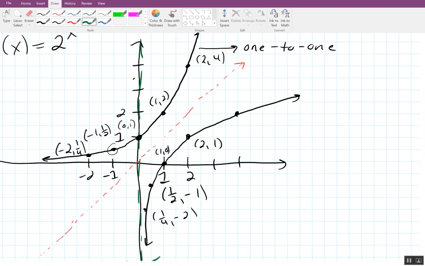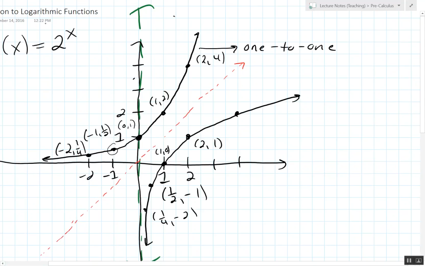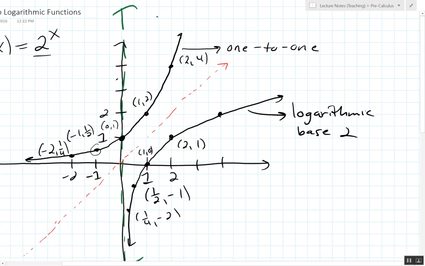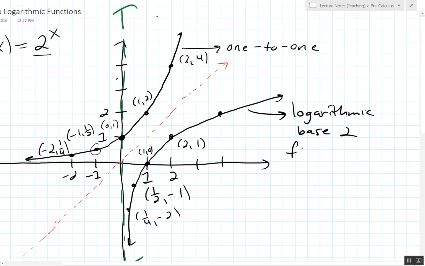So this function that we've graphed here is known as the logarithm base 2. Because the base here refers back to the original exponential function that has base 2 here. And that has a notation. This is going to be the function f of x equals log with a subscript of 2 of x.